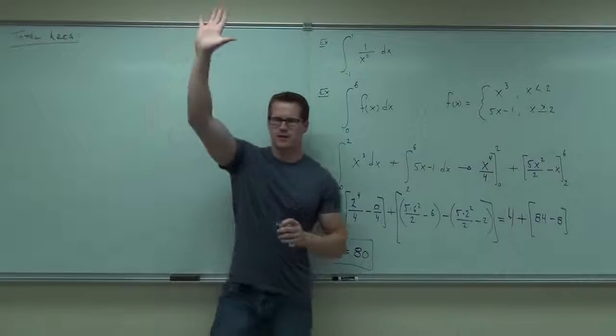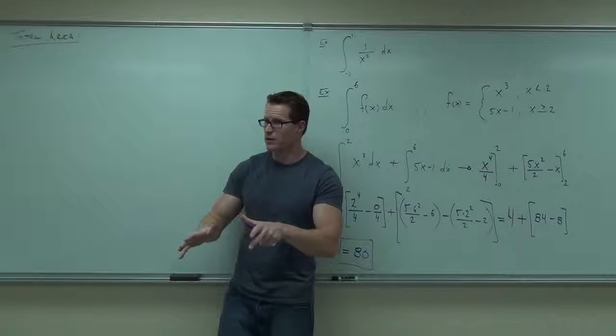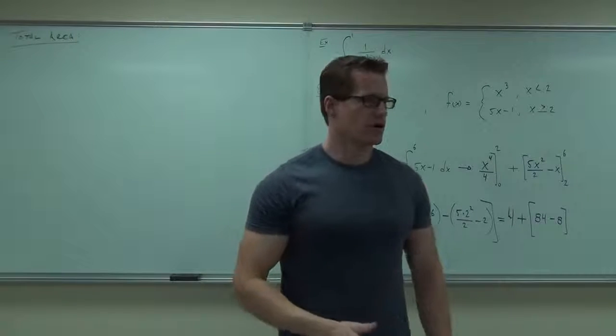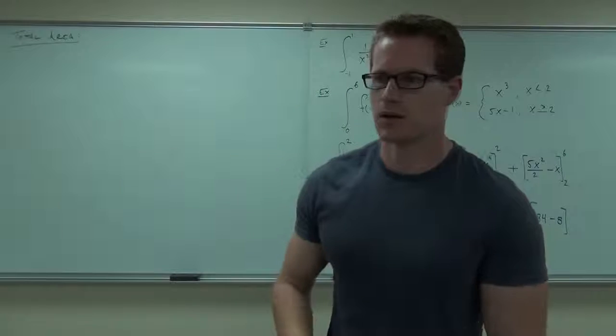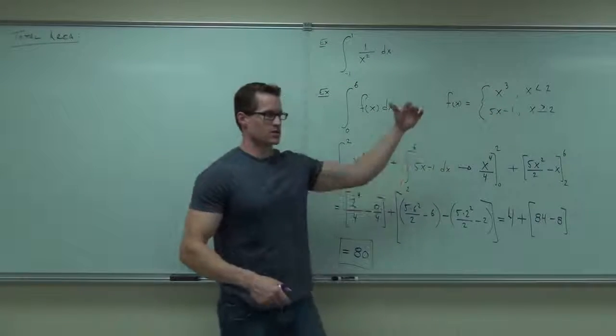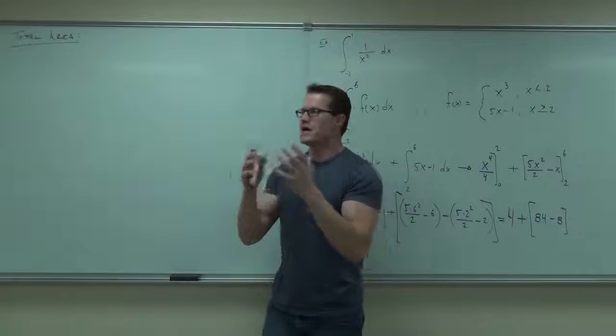How many people were able to find the 80? Did you feel okay with it if you weren't able to actually do it on your own? Now, what's it represent? What did we just find? The area of what? Yeah, of this, when it's defined this way between 0 and 6, you found the area under that curve. Or actually, the net signed area.